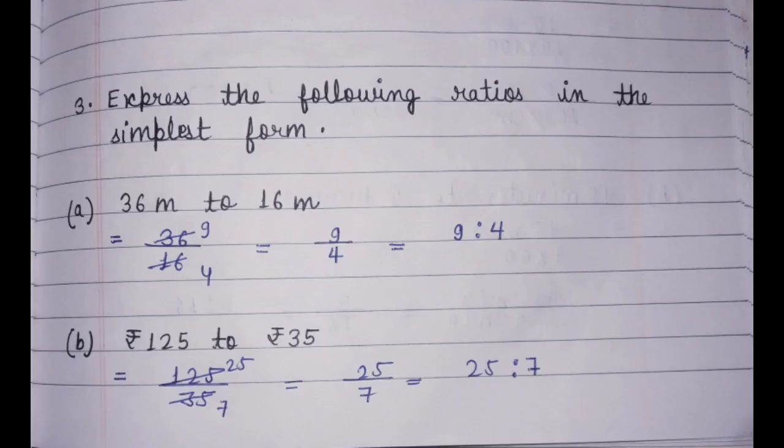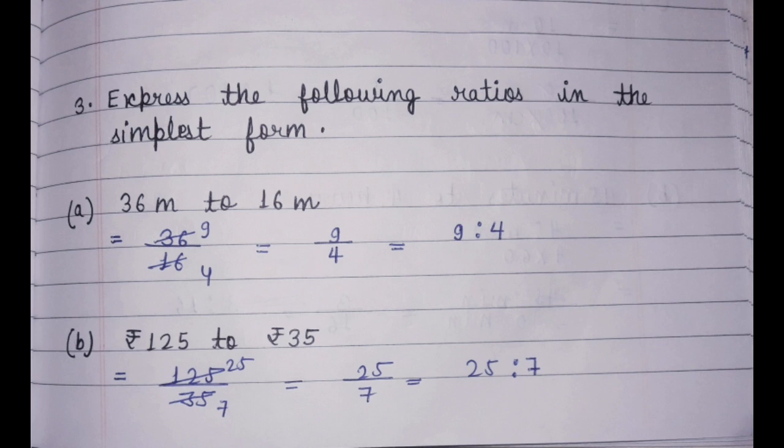Our third question is express the following ratios in the simplest form. A number, 36 meter to 16 meter. 36 by 16. So simplest form of 36 by 16 is 9 by 4. And ratio of 9 by 4 is 9 is to the 4. B number, rupees 125 to rupees 35. Simplest form of 125 by 35 is 25 by 7. So ratio of 25 by 7 is 25 is to the 7.